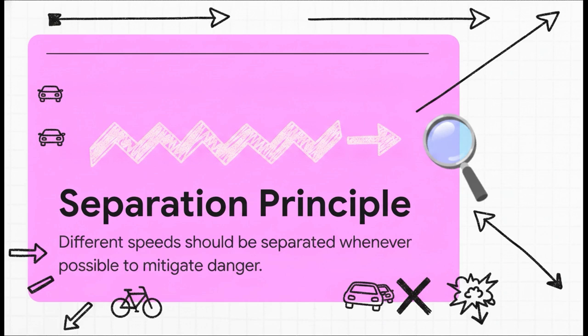It states that different speeds should be separated whenever possible to mitigate danger. It really just comes down to a simple rule of physics. The greater the speed difference between 2 road users, the higher the risk of a fatal collision.